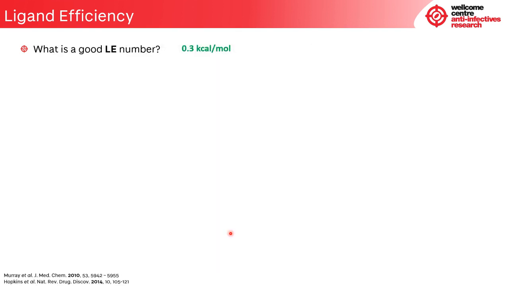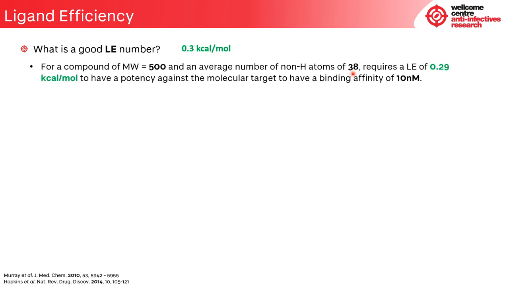So what is a good ligand efficiency number? Well, 0.3 kilocalories per mole has been postulated, and it should be noted that ligand efficiency has units of kilocalories per mole. So why was it 0.3? An average molecular weight of 500 and a heavy atom count of 38 requires a ligand efficiency value of 0.29 if it's going to have a binding affinity of 10 nanomolar. This is almost a drug-like candidate. So this guides us that a compound should, in theory, have acceptable or reasonable physiochemical properties to make it all the way to a drug-like candidate.